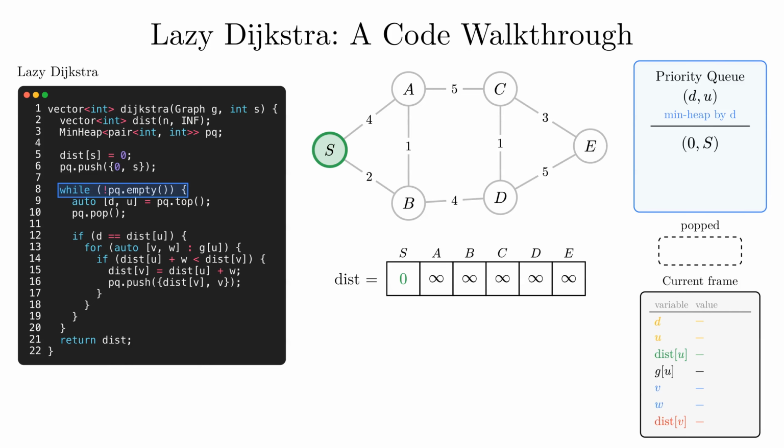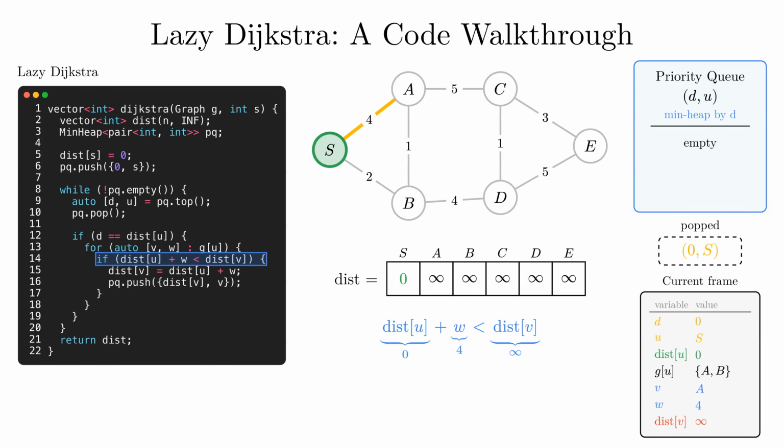Now the algorithm begins. We loop for as long as the priority queue is not empty. Top returns the heap's minimum and pop removes it. The pair 0, S, distance 0, node S. Now compare the pop distance D with dist of U, which stores the best known distance to U. 0 equals 0, so we enter the block and process S. Now we walk every edge leaving S and relax it. The edge to A costs 4.